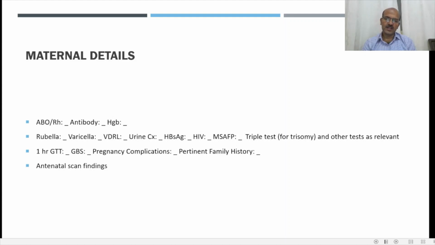Group B streptococcal status is routinely done in the Western countries and in UAE and other Middle East parts, but it may not be done routinely in many parts of India. The incidence of GBS in the Indian setup is still not clear. The complications of pregnancy should be clearly documented, any pertinent family history, and antenatal scan findings.